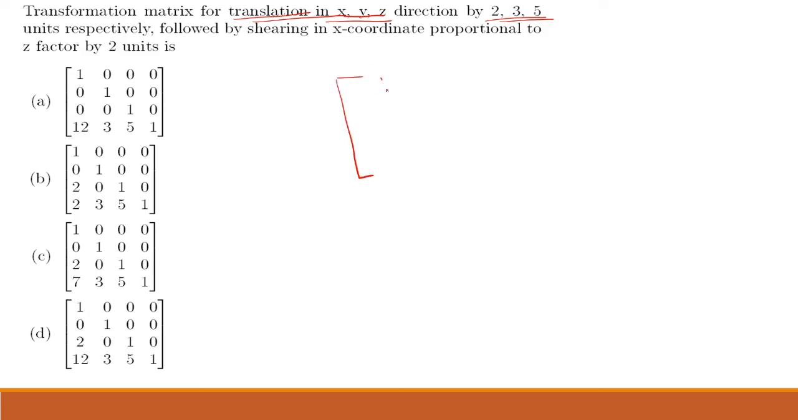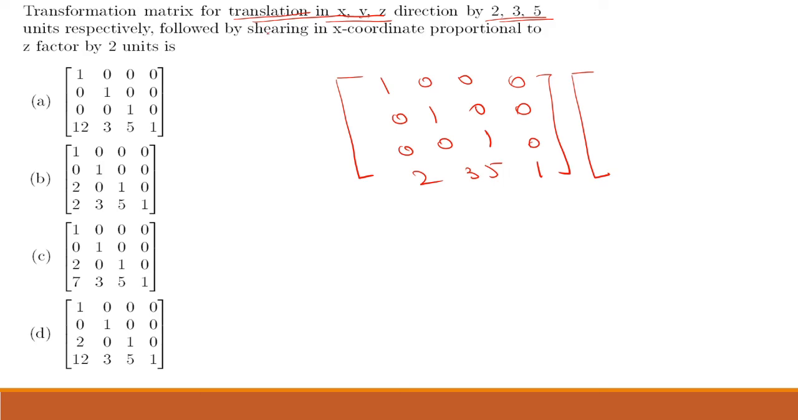So let us find out that matrix. Since the values of the elements are 2, 3, 5, this will be the required matrix. Again, next, let us find the shearing matrix for the shearing in X coordinate. We know the shearing in X coordinate is given by 1 A B.